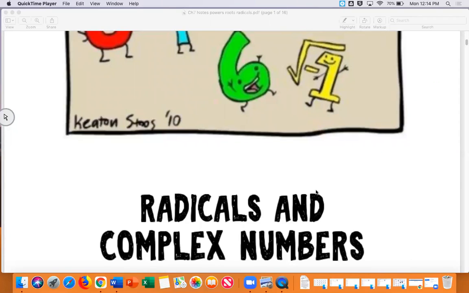But imaginary numbers, that's something we don't come in contact with in this real world. It doesn't happen in space. It's just something we can't physically touch. Does that make sense to you guys? All right. So imaginary numbers and complex numbers come from square roots of negative numbers.